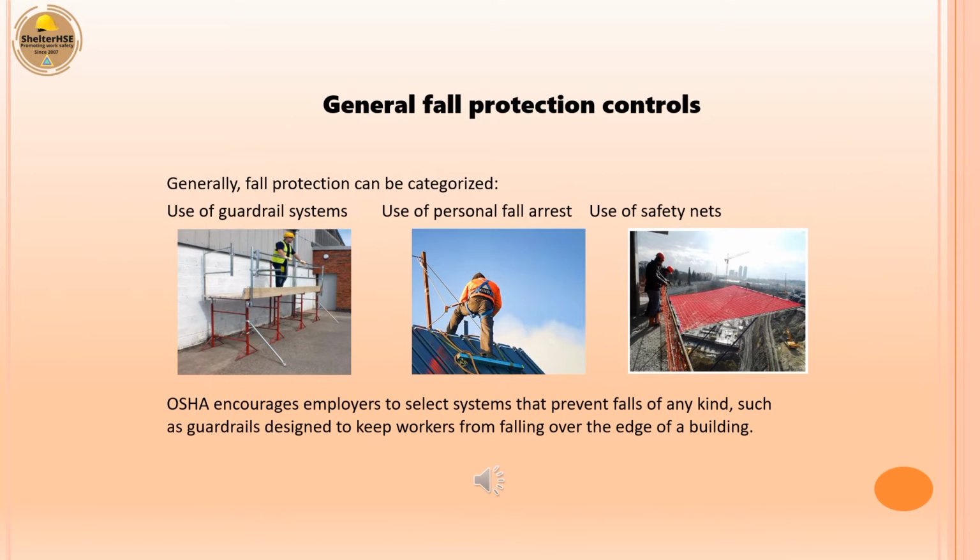Generally, fall protection can be categorized: use of guardrail systems, use of personal fall arrest, use of safety nets. OSHA encourages employers to select systems that prevent falls of any kind, such as guardrails designed to keep workers from falling over the edge of a building.